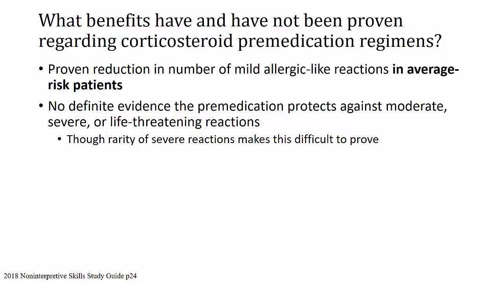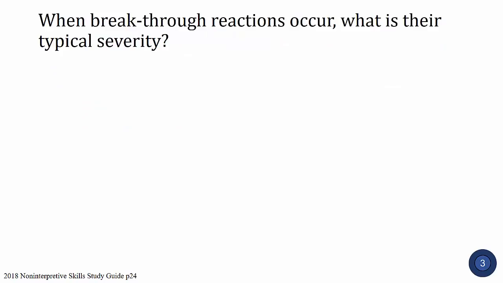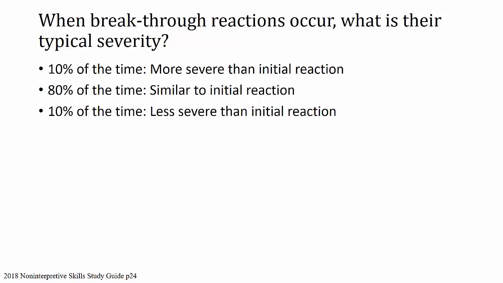So the point is that we don't really know for sure how it protects against moderately severe or life-threatening reactions, but we do know that it does decrease the number of mild allergic-like reactions. Next question. When breakthrough reactions do occur, what is their typical severity? Well, 10% of the time they're more severe than the initial reaction, 80% of the time they're similar to the initial reaction, and 10% of the time they're less severe than the initial reaction. In other words, most of the time when there's a breakthrough reaction, it's similar to the initial reaction.